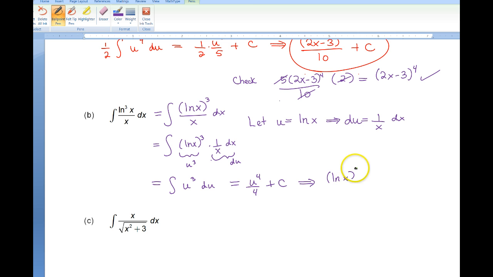So then it's (ln of x) to the 4th over 4 plus c?